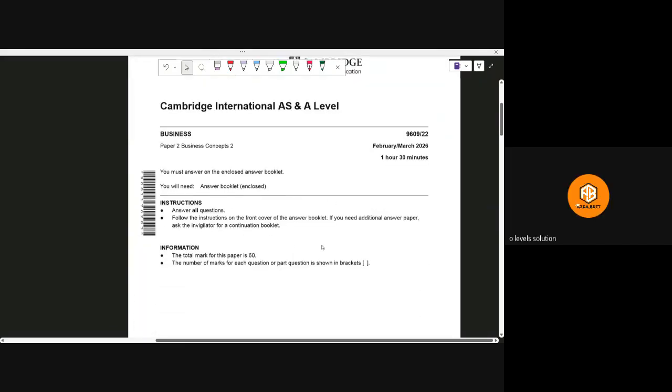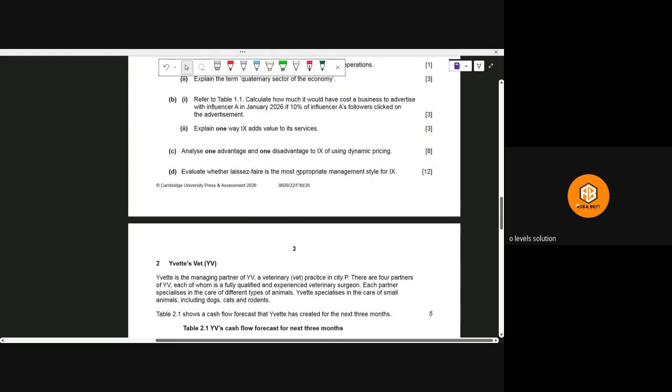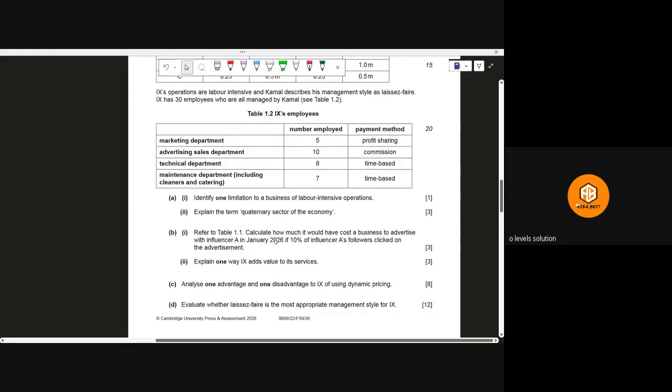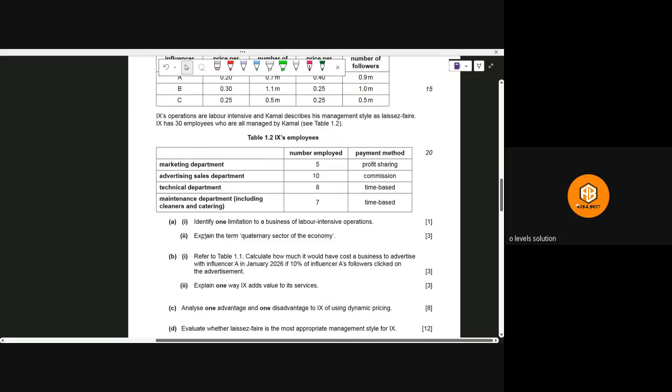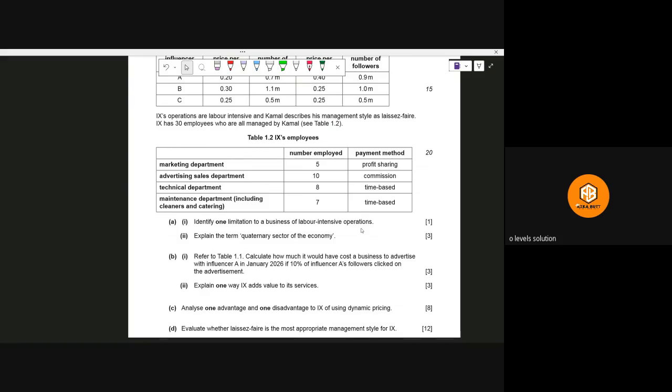Okay, so let's read the case study. But before that, let's read the questions. First question is: identify one limitation to the business of labor intensive operation. So we can answer this question without reading the case study.